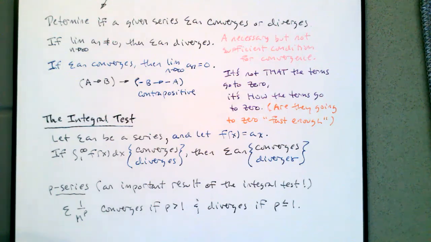And then in the middle, if p is equal to 1, we get the natural log of n. And then as n goes to infinity, natural log of n goes to infinity. So it's a natural result of the integral test, and it gives us a nice boundary. In the case of rational functions and radical functions, this is how we determine if the terms are going to 0 fast enough. Are the terms going to 0 faster than 1 over n? And if that's the case, then we get a convergent series.